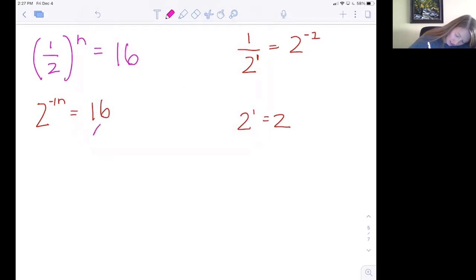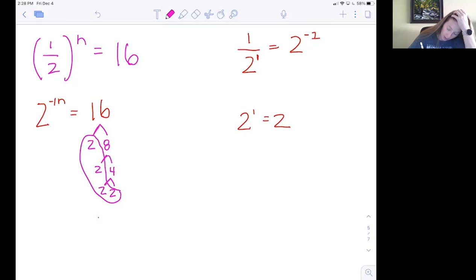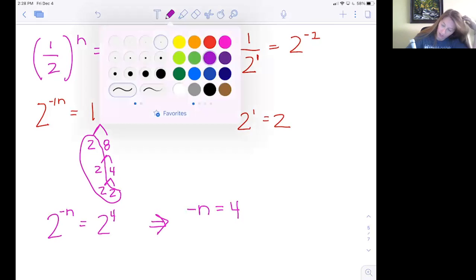So now I'm going to break the 16 down and see if I can get it to have a base of 2. So 16 is 2 times 8, which is 2 times 4, which is 2 times 2. And I've got 4 2's. So I can rewrite this as 2 to the 4th. And then we've got 2 to the -n. So now that I've got the same bases, those 2's, I can just take the top part. So I can say -n equals 4. And we don't like that negative over there, so we're going to divide by -1. Divide by -1, so I have n equals 4.